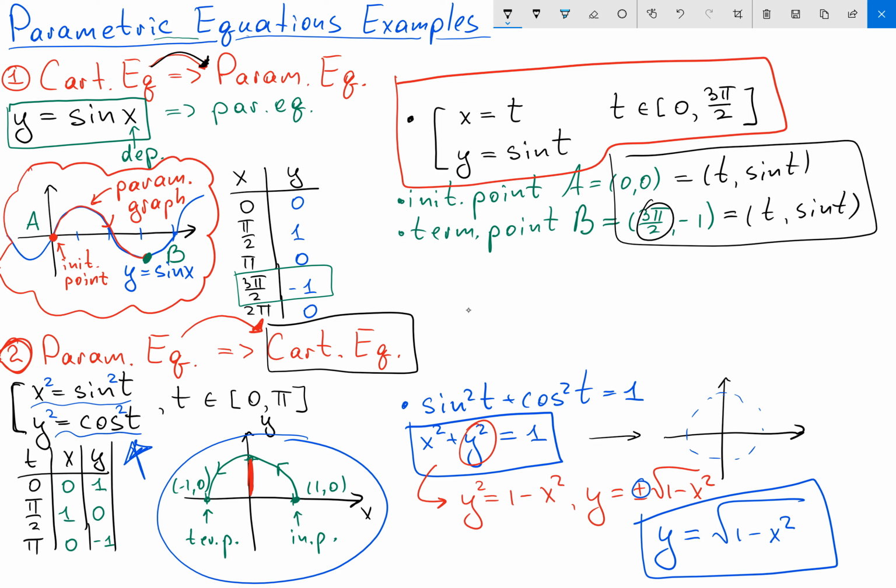So in these two important examples, we saw how we can move from Cartesian to parametric, and how we can move from parametric to a Cartesian equation. This is important because sometimes it's easier to represent a function in terms of parametric equations and sometimes in terms of Cartesian ones. So I want to make sure that you know how to do both ways.